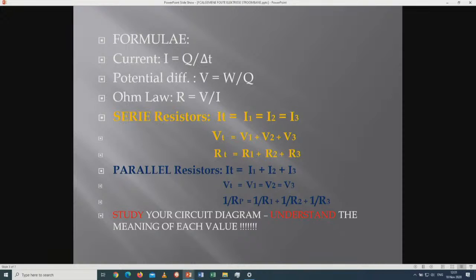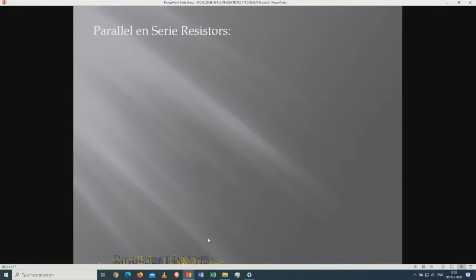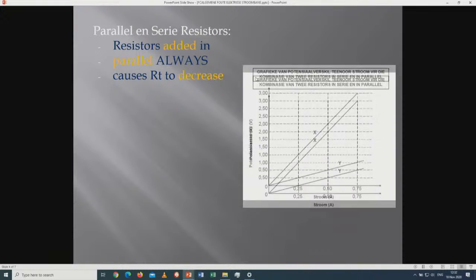So please don't look at the circuit diagram as a whole. Dissect it into parts so that you understand the meaning of each value, and then simplify that circuit diagram for yourself before solving the questions. Remember that resistors added in parallel always cause the total resistance to decrease.